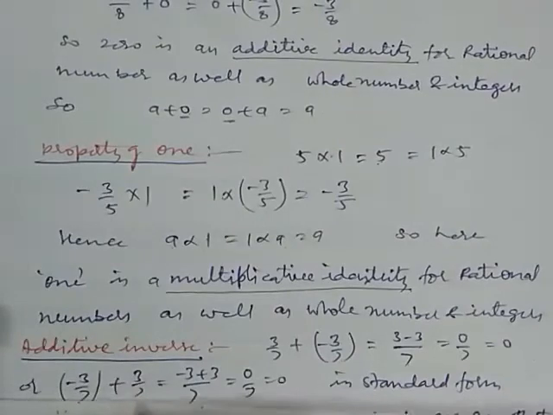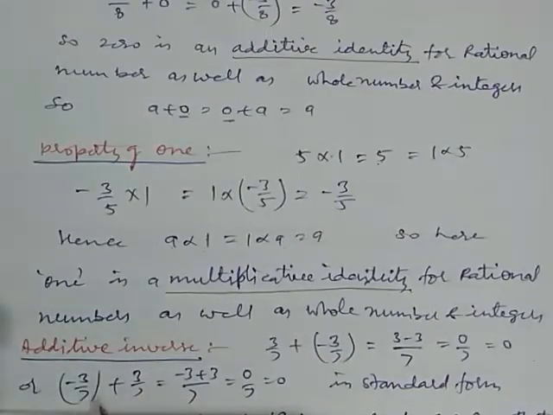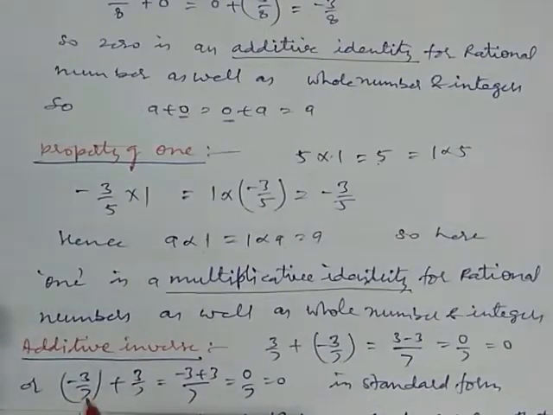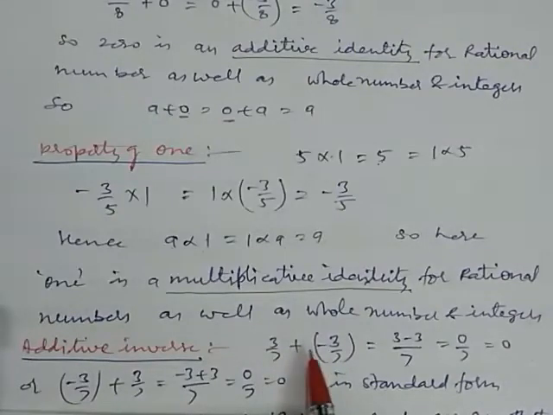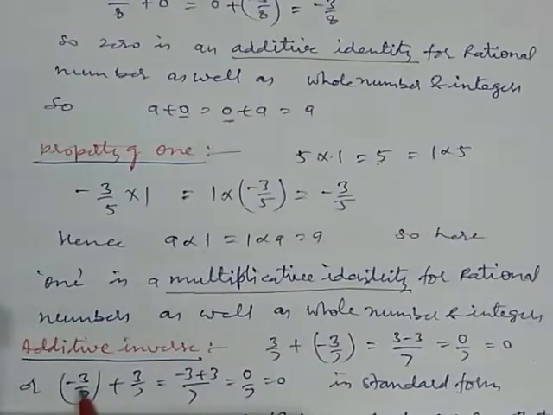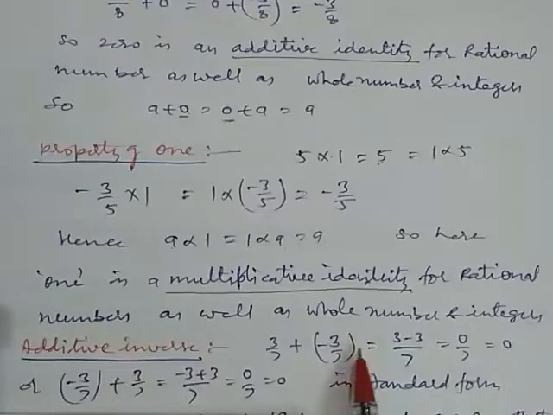Now again we see how minus 3 by 7 plus 3 by 7 gives minus 3 plus 3 upon 7, 0 by 7, which is 0. So when we change the order, that is when we write down the additive inverse of 3 by 7 as minus 3 by 7, we get 0. And when we write down the additive inverse of minus 3 by 7 as 3 by 7, we get 0. So these numbers are additive inverses of one another.